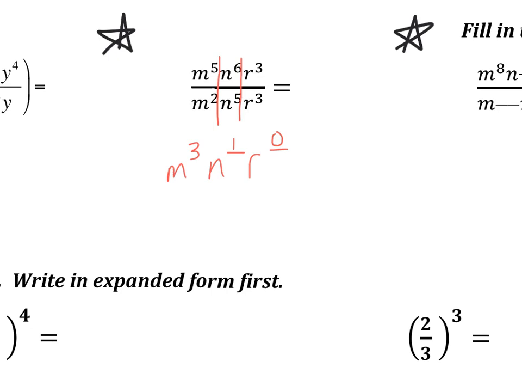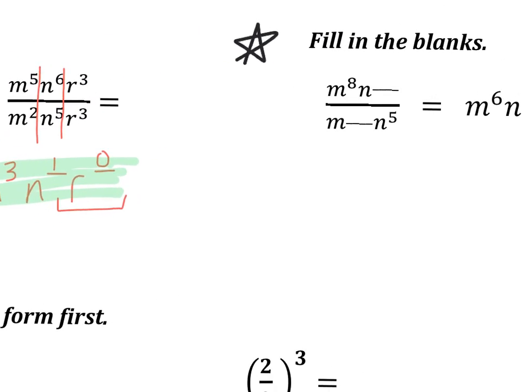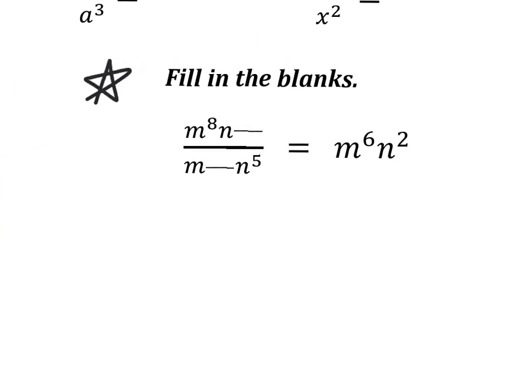Now, one thing we're going to learn next week is that anything raised to the 0 power equals 1. So r to the 0 actually just equals 1, okay? But for now, let's just leave it like that. This can be our answer for now. But we're going to learn more about 0 exponents and negative exponents coming down the chute next week. So let's check out this last problem here.